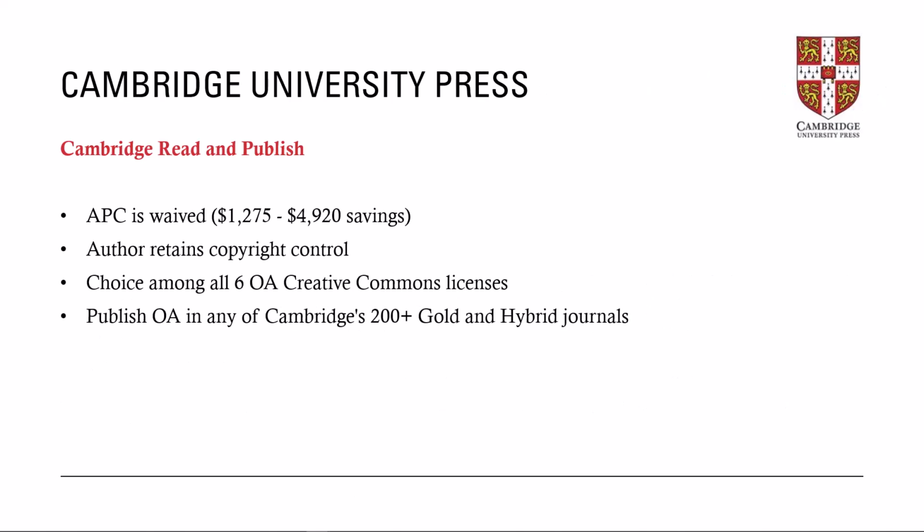The next agreement is with Cambridge University Press. APCs, which range from $1,275 to $4,920, are waived in full. The author retains full copyright control and choice among all 6 open access Creative Commons licenses. There are more than 200 gold and hybrid publications to choose from.